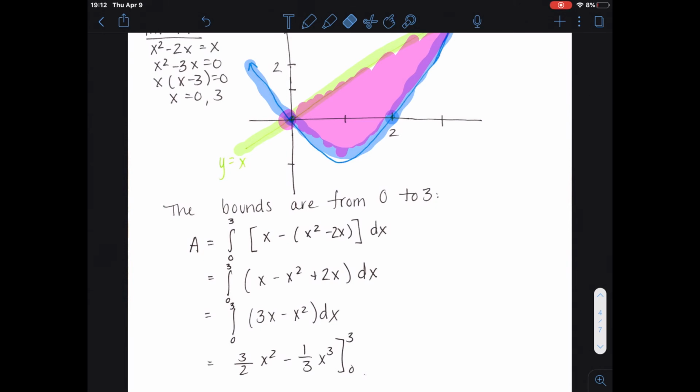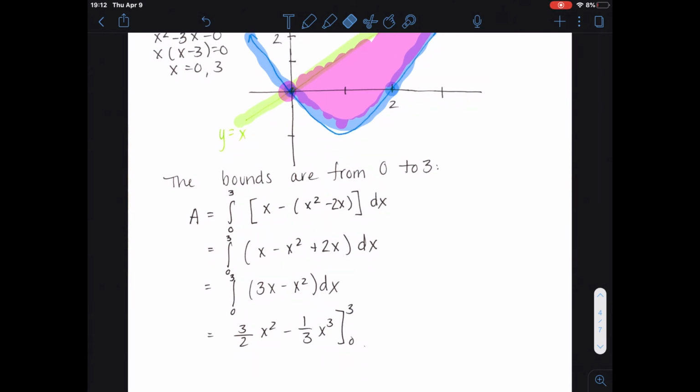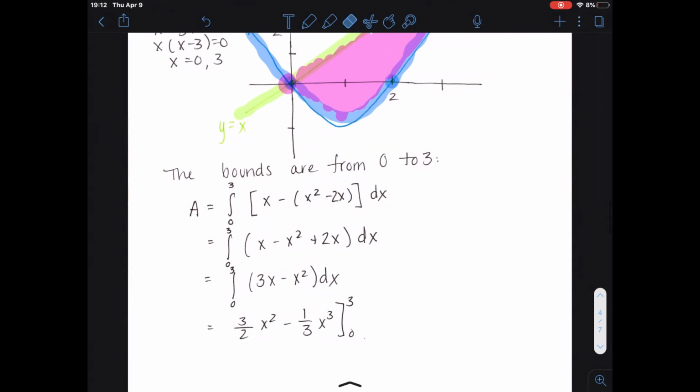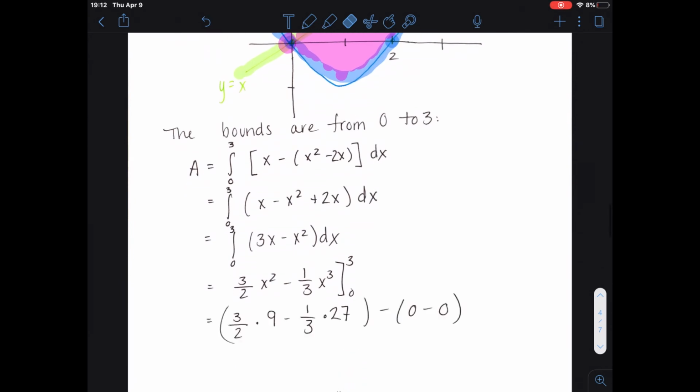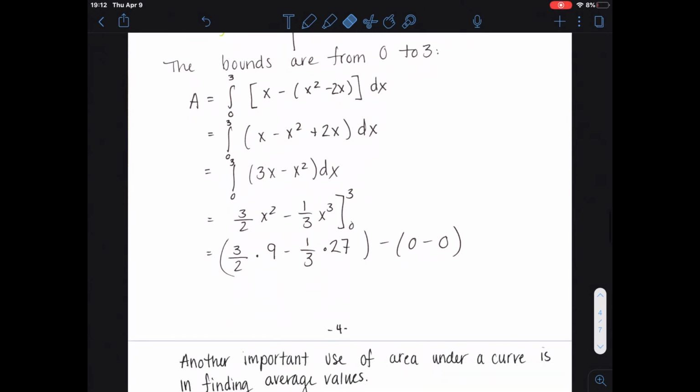So finding the antiderivative is just reversing power rule, and then we want to plug in our bounds. So we plug in 3 first, and then subtract plugging in 0. And then if you go ahead and do the simplification, the area lying between the two curves is 9/2.